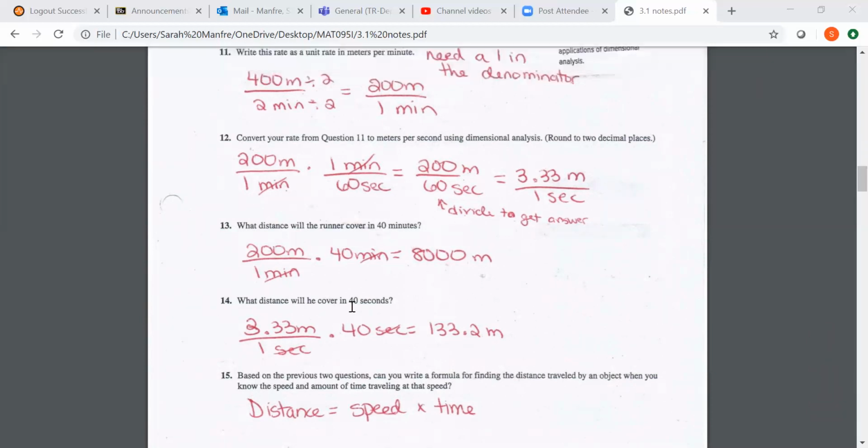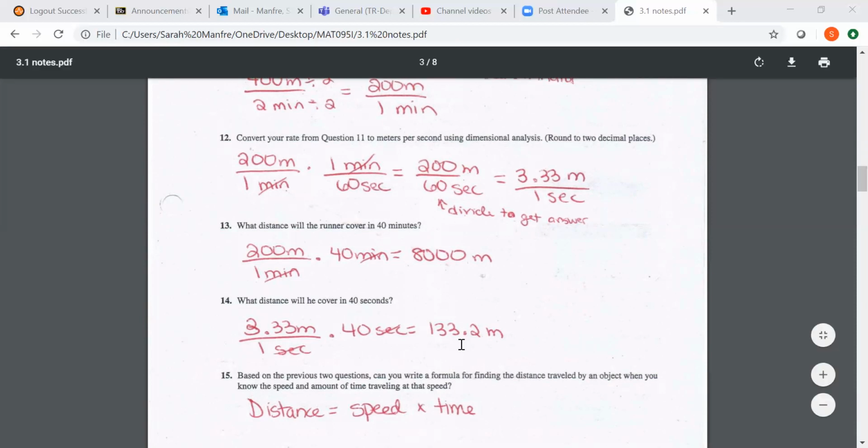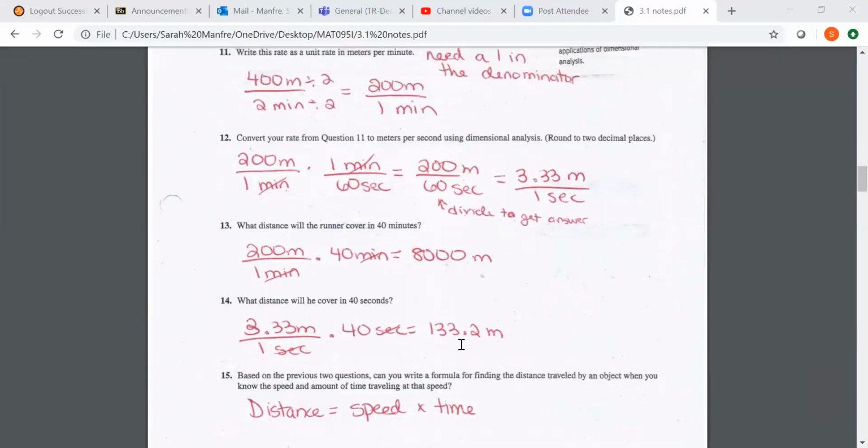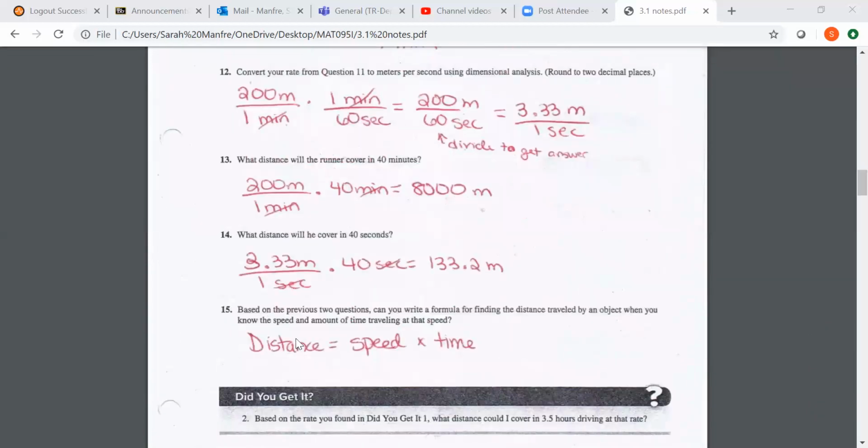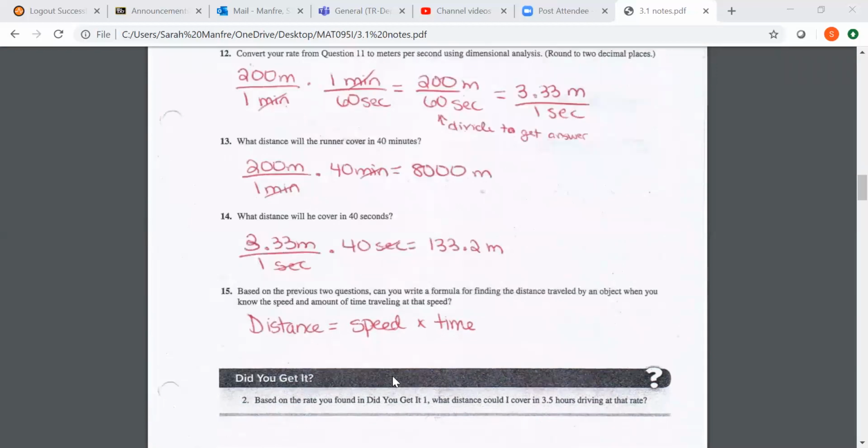What distance will they cover in 40 seconds? Well, now it's asking for seconds, so I'm going to use the answer we got from number 12, 3.33 meters per 1 second, multiplied by 40 gives me 33.2 meters. And a formula that you can use to calculate this is distance is equal to speed times time. The formula will always work. So we took the speed, 3.33, multiplied it by time, 40 seconds, and that gave me my answer.